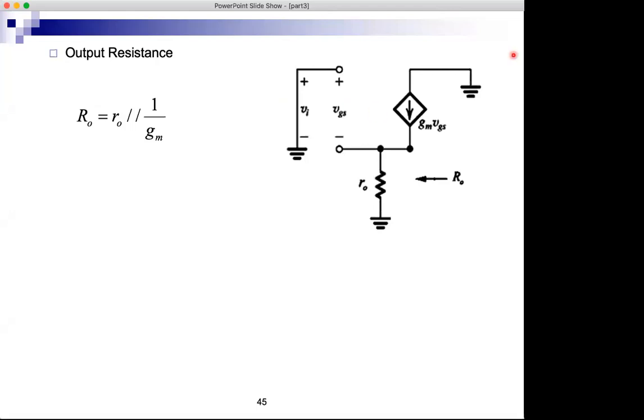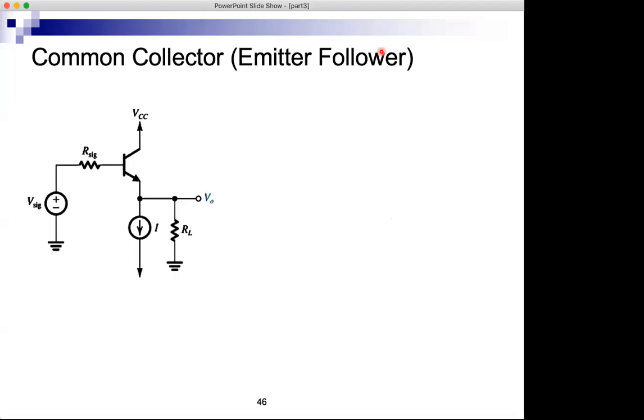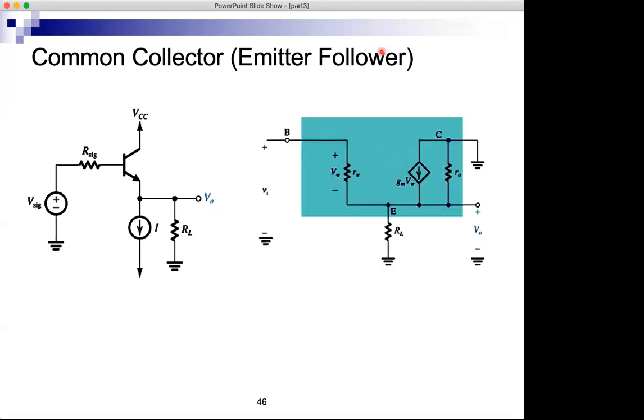And we will move to the BJT version of common drain, which is called common collector, also known as emitter follower. The common collector is the BJT version, and this is the circuit. So instead of the MOSFET, we have a BJT, and we're showing VSIG and the load. The collector is connected to the supply. The BJT is biased by the current source, I, and the small signal model in this case will be something like this. We're including RO from the start, and we have now R pi here.